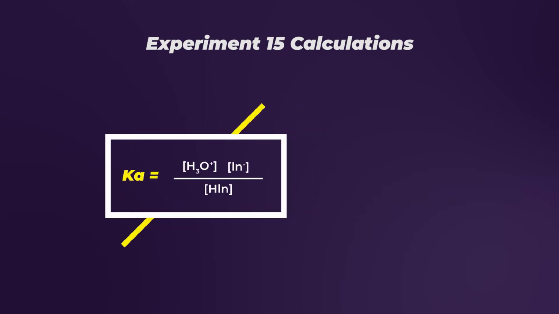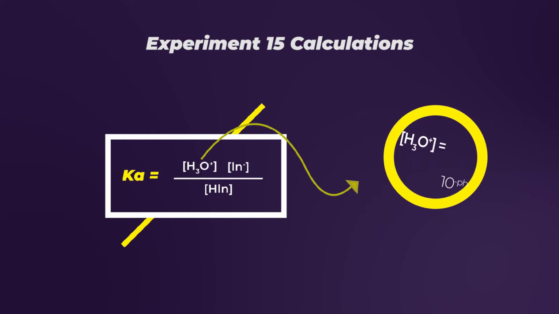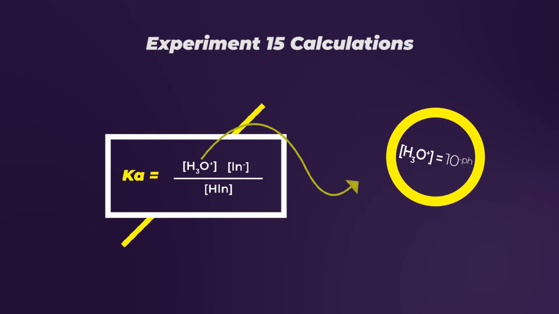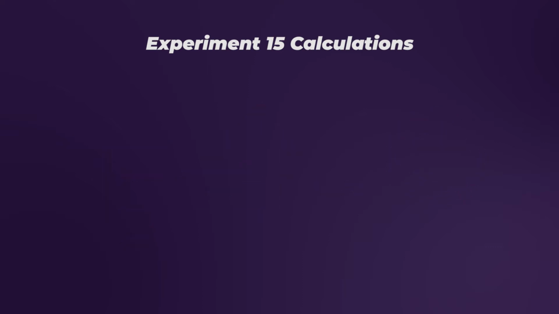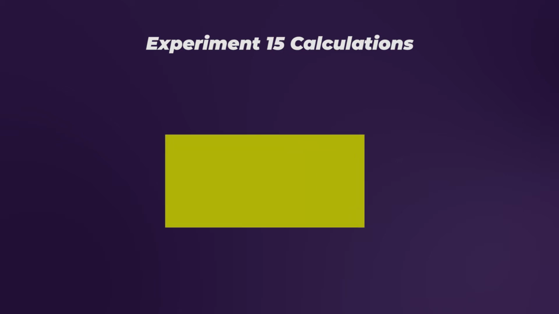Now, to calculate for the hydronium ion concentration, we can do this simple manipulation where the concentration of hydronium ion is equal to 10 raised to the negative pH. So that's the reason why we took the pH of each solution. Now, once we're able to solve for the hydronium ion concentration and solve for the Ka expression, the last step is solving for the pKa.